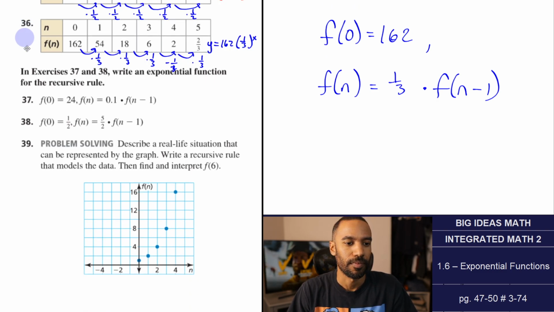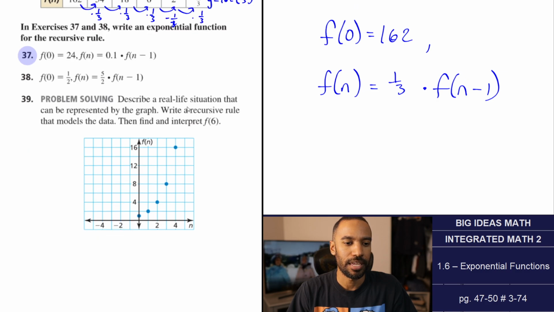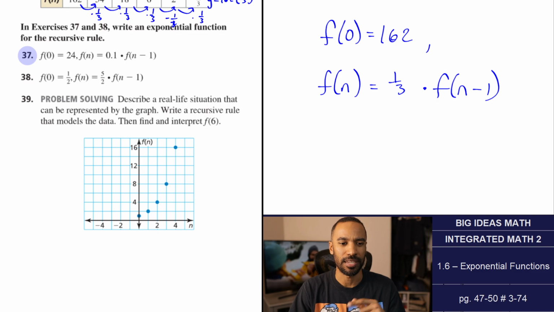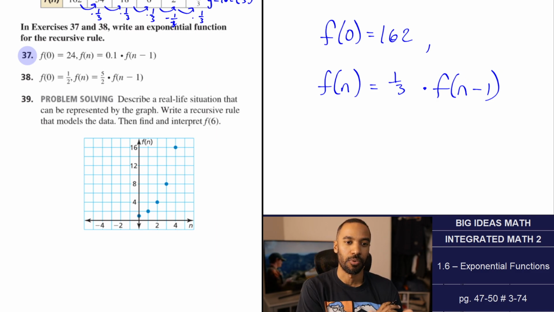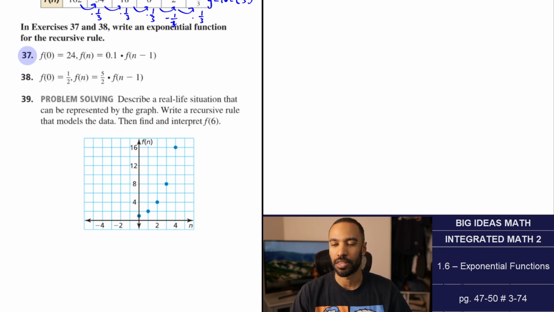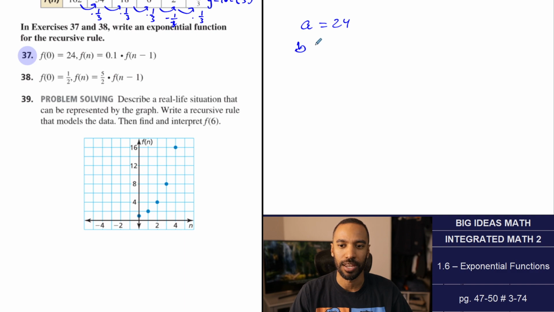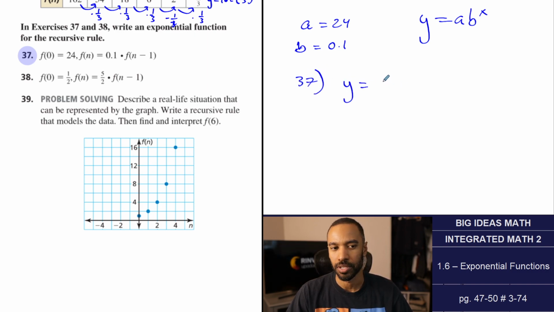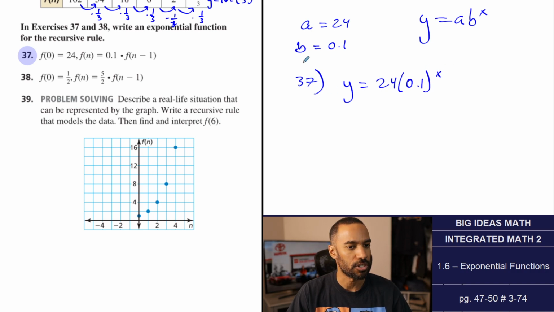All right, numbers 37 and 38, we will write an exponential. Yeah, see, I don't think we had to write the function before, but now I think we do. So write an exponential function for the recursive rule. So we're going the other direction. f of 0 is like your a value. So a is 24. In this case, b is 0.1 in the form y equals a b to the x power. So for number 37, this is y equals 24 times 0.1 to the x power, just like that.